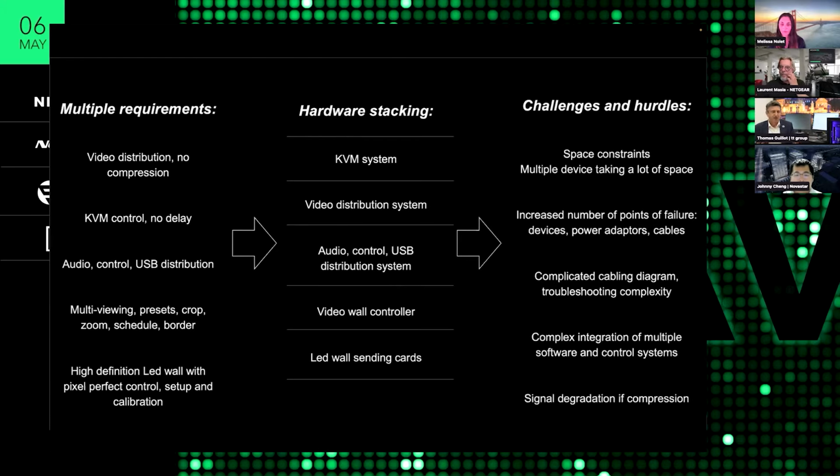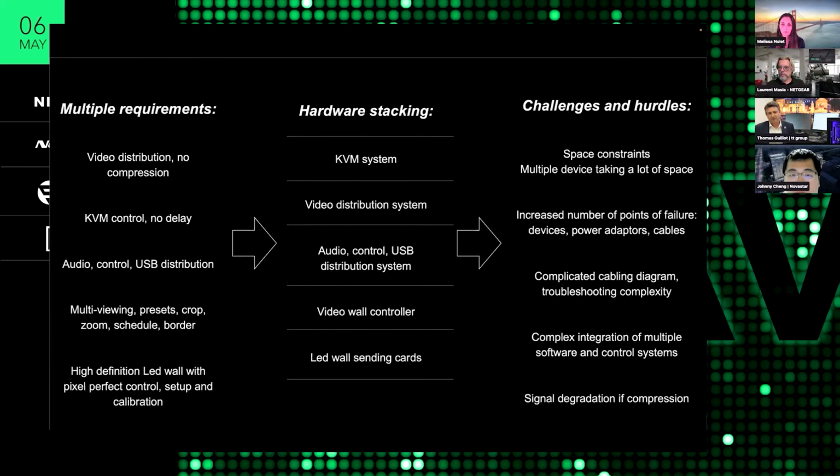for your LED wall. But the problem is that when you start to stack different hardware solutions, different layers, then you are facing challenges and hurdles. And this is what I'm listing here in the right-hand column. First, you will have a space constraint, so you can only add more hardware in the space that you have. Then you will have an increased number of points of failure because you are adding devices. You can have failure on the power adapters, on the cables.